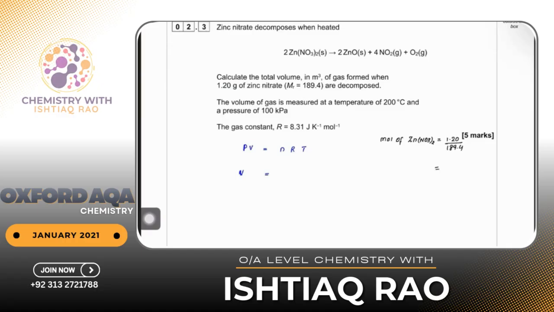What's the answer? 1.2 divided by 189.4 is 6.3 times 10 to the power of negative 3.